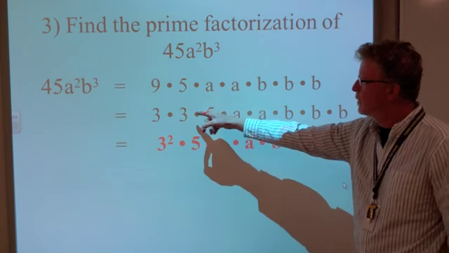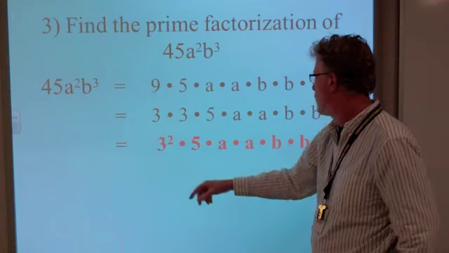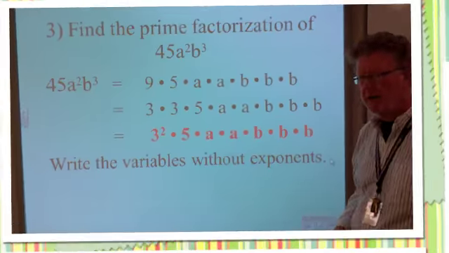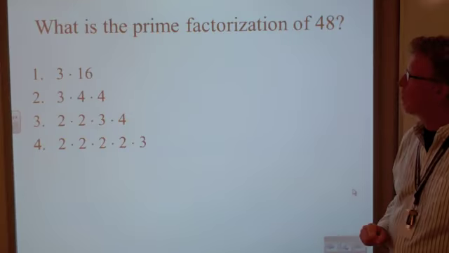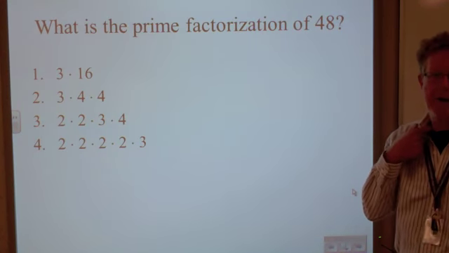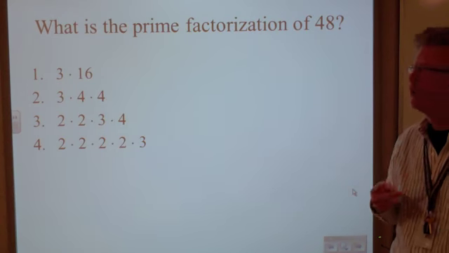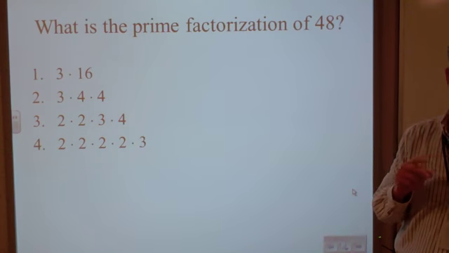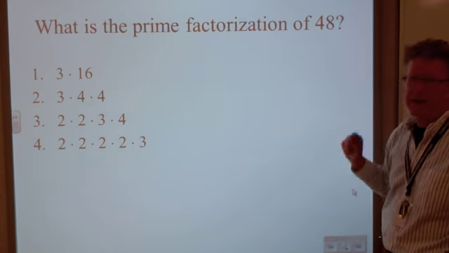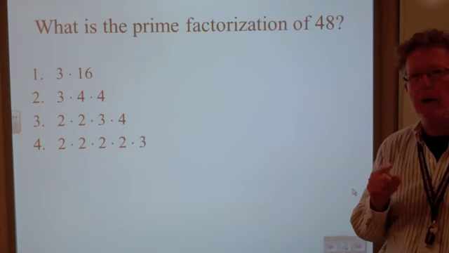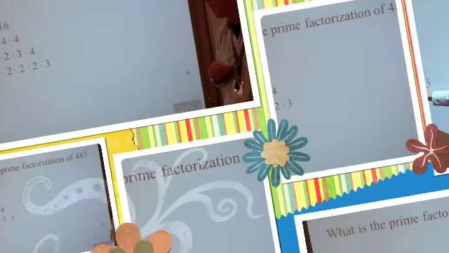We can express the 3 times 3 as 3 squared, but we want to leave the variables in their pure form without using exponents. Now, what is the prime factorization of 48? Well, 48 is an even number, so we know it's divisible by 2. We also can add the 4 and the 8 together and get 12, which is divisible by 3, which means 48 is divisible by 3. Those are the only clues I'm going to give you. When you hit play, you'll get the answer.